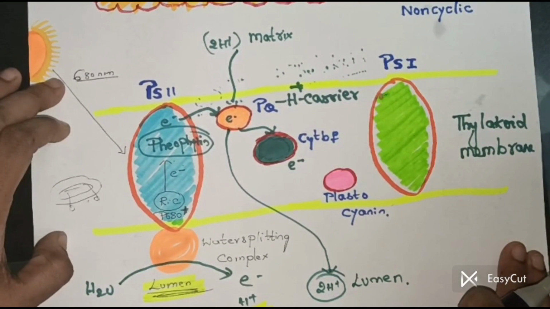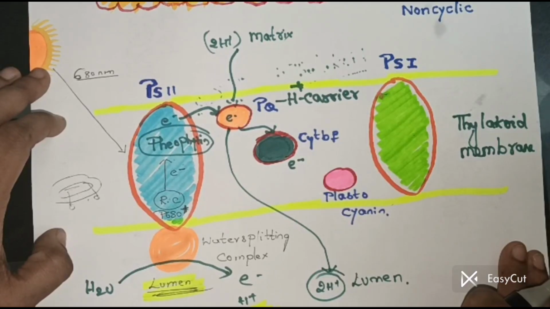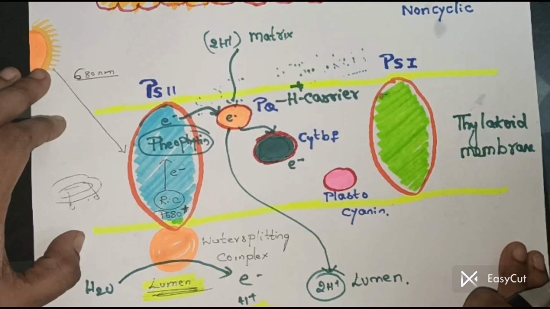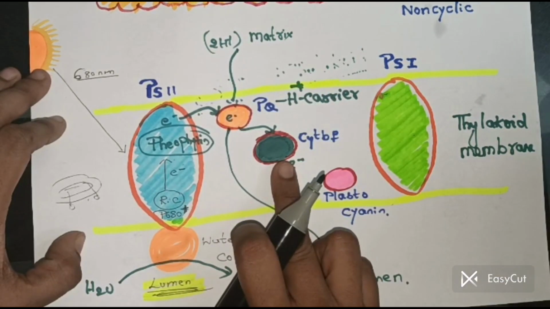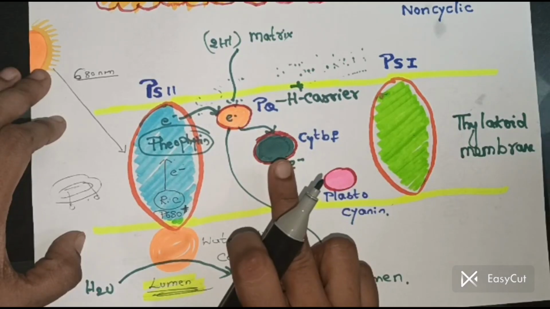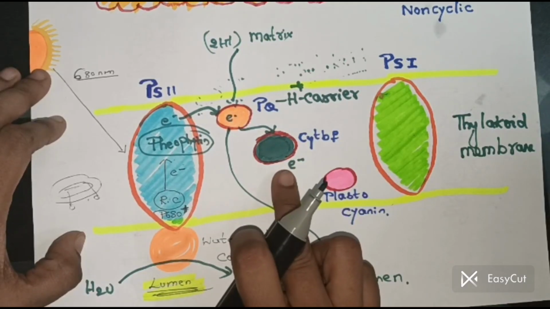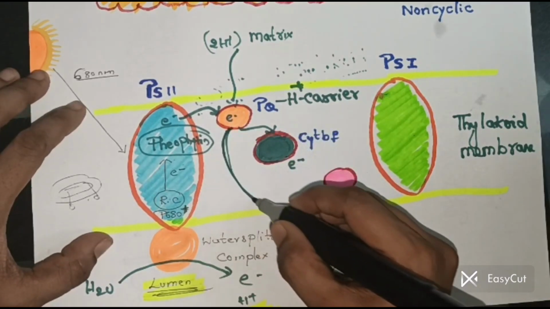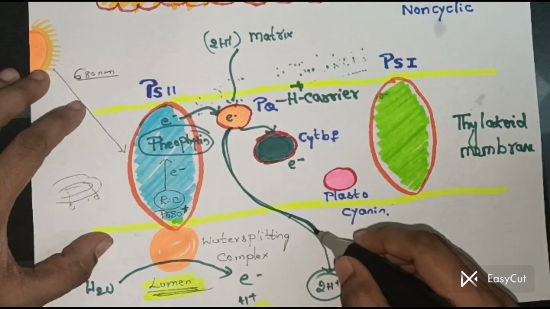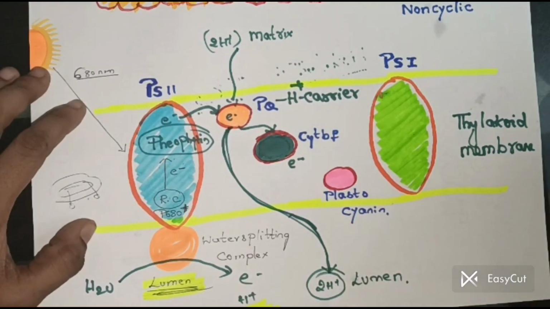So try to understand, the plastoquinone is a hydrogen carrier which picks electrons from the PS2 but also picks protons from the matrix. When it tries to give both electrons and protons to the cytochrome BF complex, it takes only electrons, hence rejects protons. That's why the plastoquinone is going to pump those protons from the matrix into the lumen.